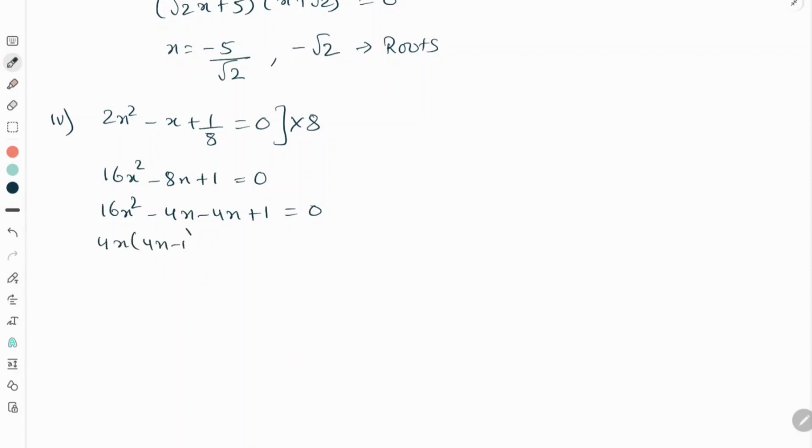You will get 4x(4x − 1) − 1(4x − 1) = 0. Then you will get (4x − 1)(4x − 1) = 0. So using this, the two values of x will be 1/4 and 1/4. Similarly, you can try the fifth part.